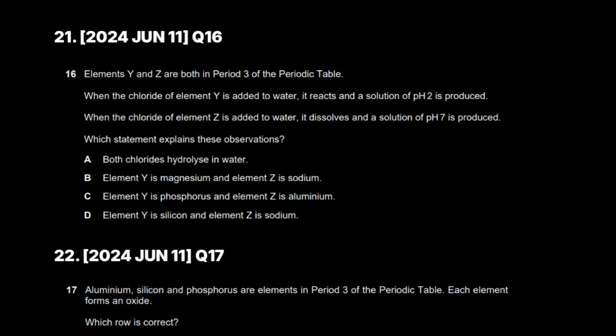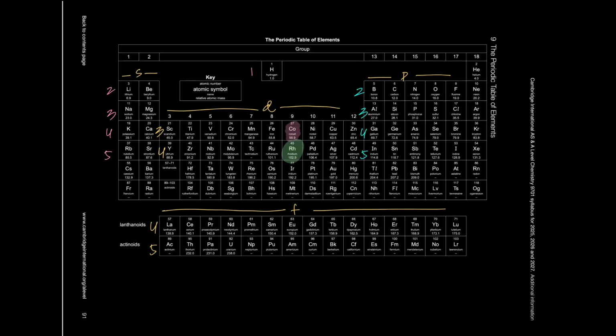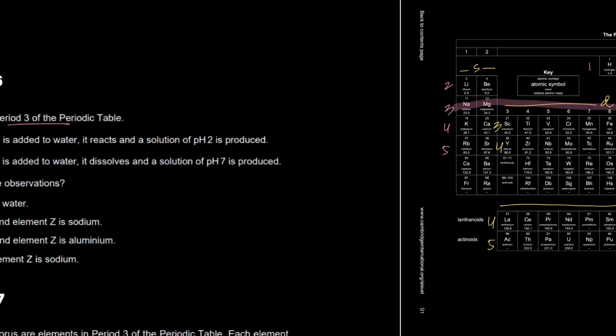It says element Y and Z are both in period 3 of the periodic table. Now, for period 3, you need the periodic table right in front of you at all times. This is my annotated periodic table, which we have annotated since the start of this chemistry course. So this is my period 3: sodium, magnesium, aluminum, silicon, phosphorus, sulfur, chlorine, argon. It can be either or, right?